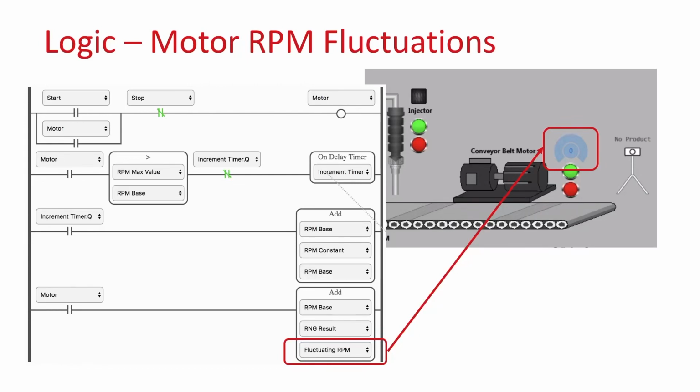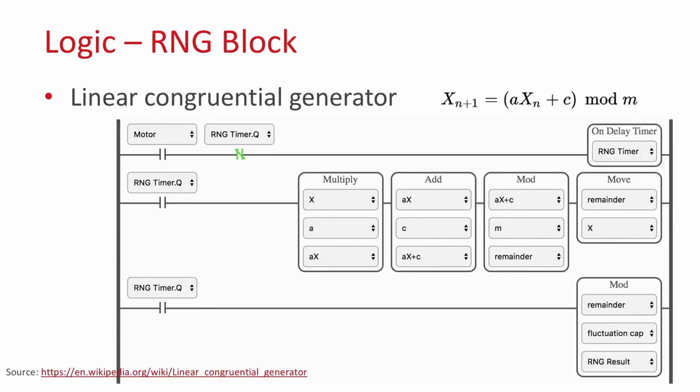So one of the things we had to do was create some logic, and one of those was a random number generator. Some of the PLCs had random number generators built in, other ones did not, and we had to program those in order to get some of those minor fluctuations in temperature and the speed of the conveyor belt to work properly.